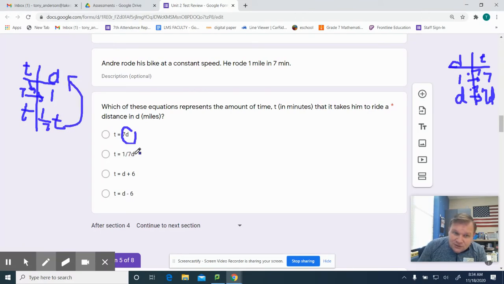See this one? This can be misleading. That D is in the wrong spot. So this answer has to be this one. Pay attention to your tables.